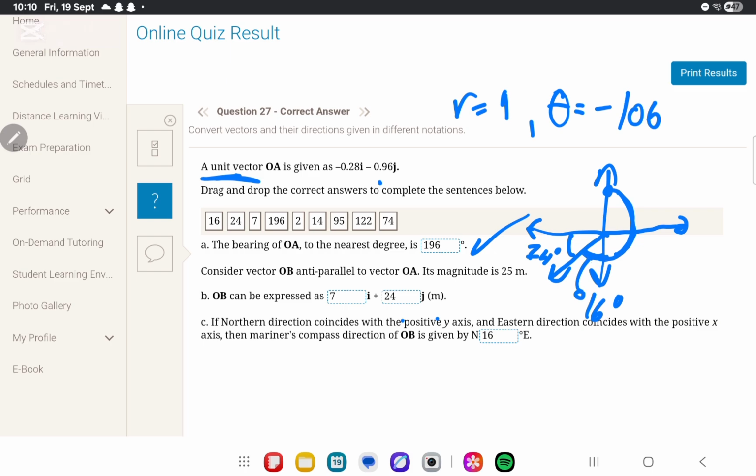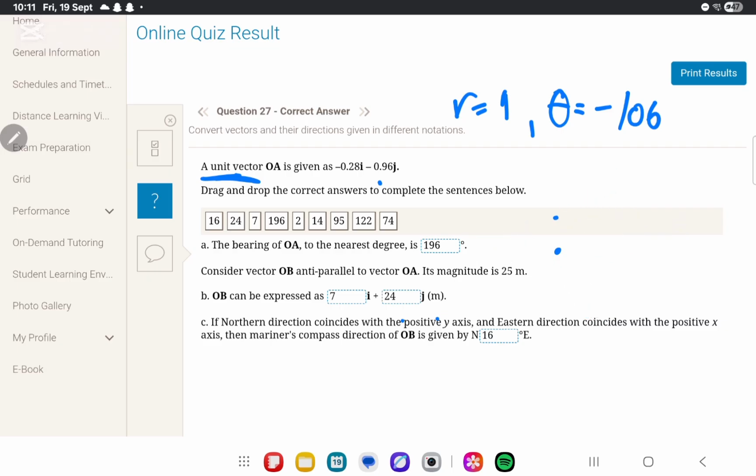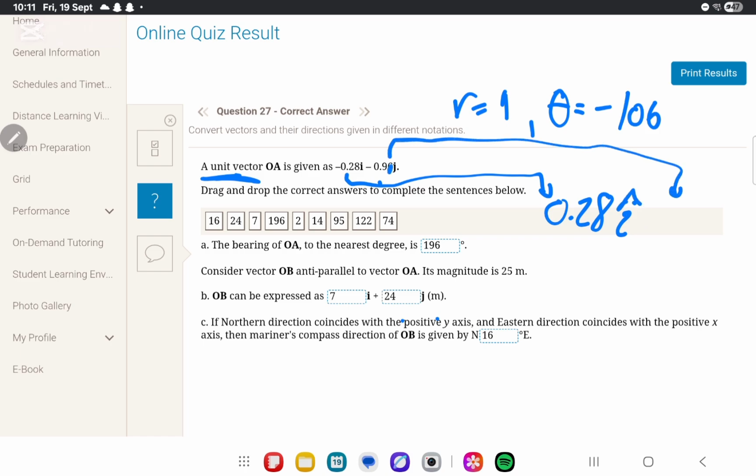Okay, now vector OB is anti-parallel to vector OA. Its magnitude is 25 meters. Okay, so anti-parallel, let me show you what anti-parallel means. Anti-parallel means they are going in opposite directions. So that means that they're gonna have exact opposite signs, right? So the negative 0.28i is gonna become 0.28i, and the negative 0.96j is gonna become plus 0.96j.